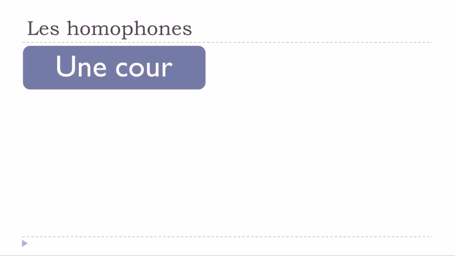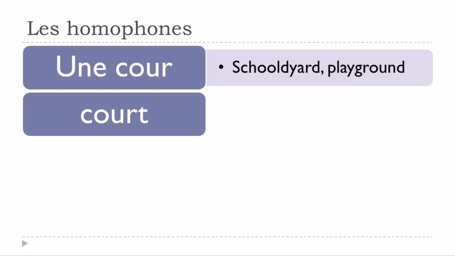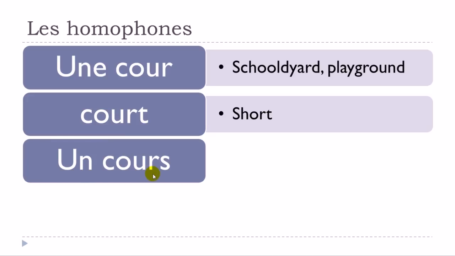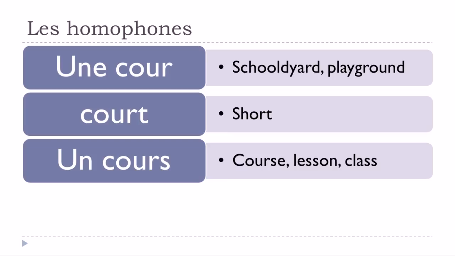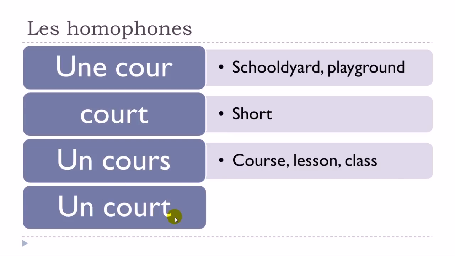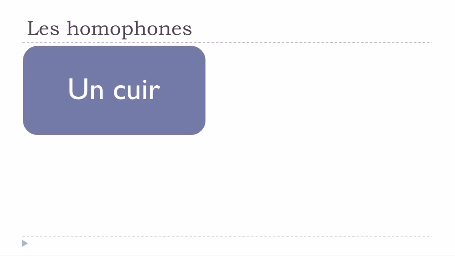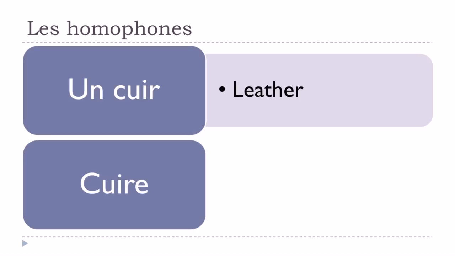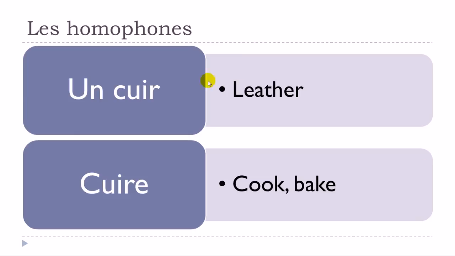Une cour. And then we've got the adjective court. And after that, un cours. And then, un cours. All right, so you can see that here you get the feminine, une cour, then you get the adjective court, un cours, un cours. Un cuir. And the verb cuire. So un cuir and then cuire.